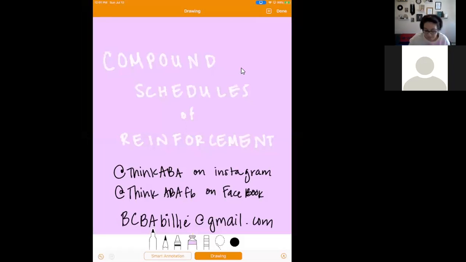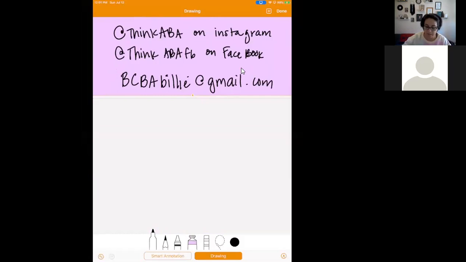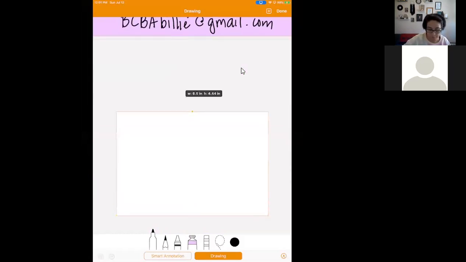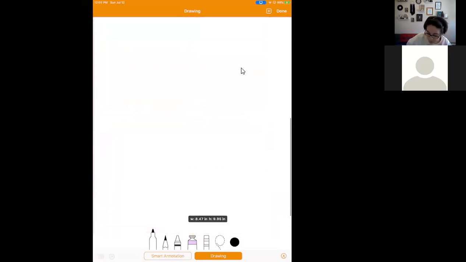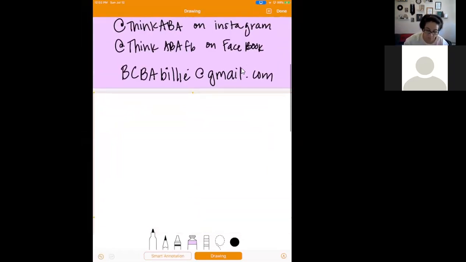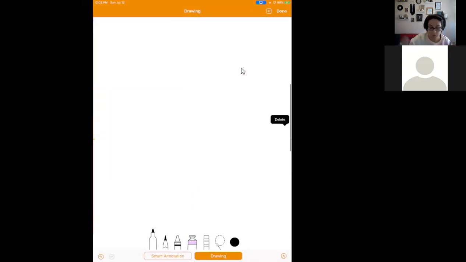There are 7 types of compound schedules of reinforcement. But the good thing is you basically only have to memorize 3. And you don't even have to memorize them. There are some really cool tricks. ABA helped me out with a lot of tricks, but I also learned a couple of these beforehand. So there's 7 compound schedules.